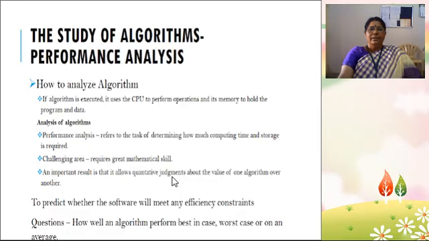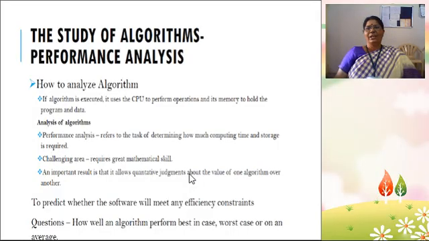This phase will answer the questions: how well an algorithm performs in the best case, worst case, or average case; whether the algorithm performs the task as we intended. Suppose we are writing an algorithm for generating the Fibonacci series, we need to verify whether the algorithm produces exactly the Fibonacci series. It is a challenging area that requires great mathematical skills. A lot of research is going on in this area for analyzing the performance of any algorithm.